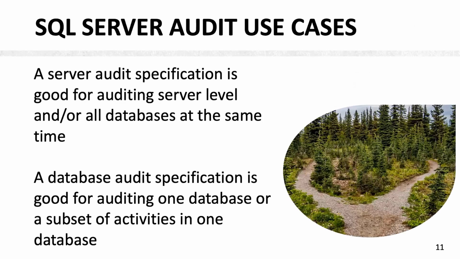The server audit is generally good for auditing server level changes and or all the changes happening at a database level at the same time. So you can do that all at the server level. And the database audit is good for auditing 1 database or a subset of activities in 1 database, such as inserts, updates, deletes. We'll go through some examples so you can see how each of these work. Don't audit the schema and perms changes at the database level if you're already doing that at the server level, though. This is just going to cause a lot of duplicate auditing to happen.